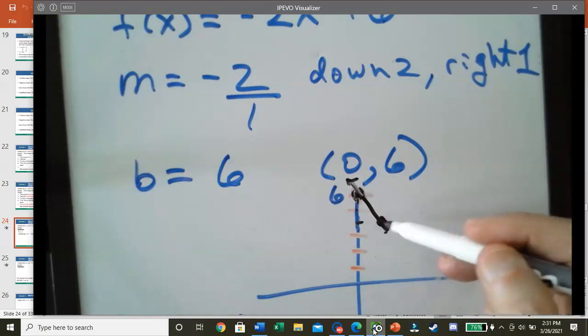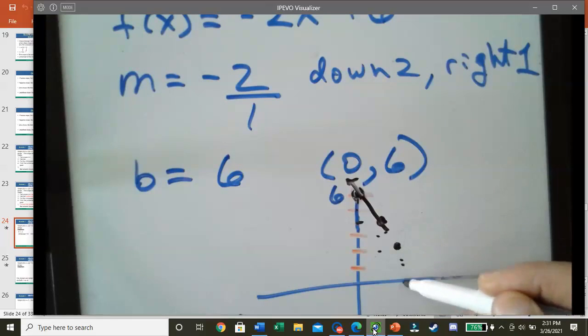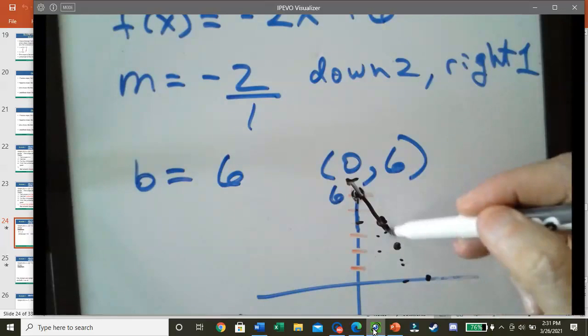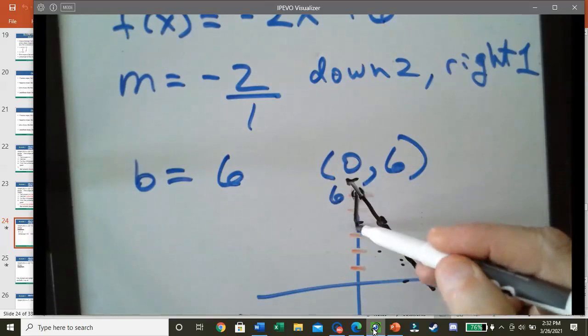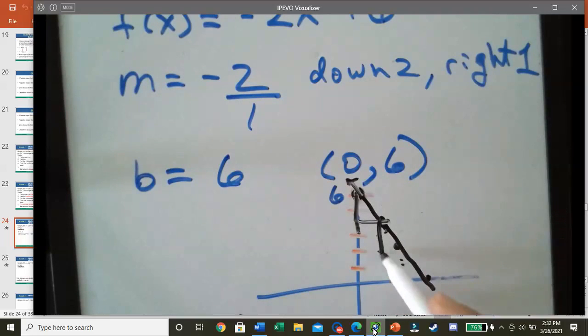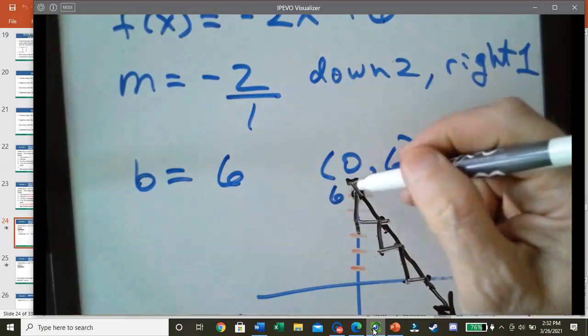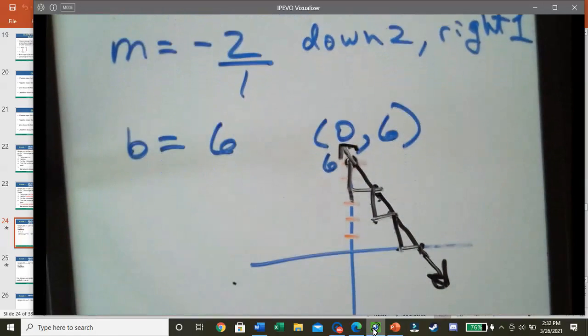So you go forever: down 2, right 1, down 2, right 1. Your slope is always going to be down 2, right 1, forever. And so that's why we put arrows on both ends, because it continues on indefinitely.